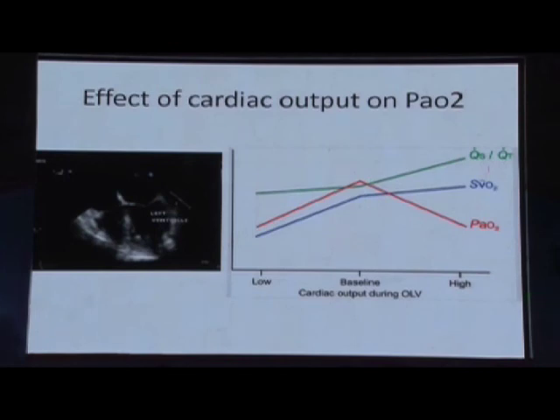Because what happens is, as I mentioned, the mixed venous oxygen saturation and the partial pressure of oxygen in mixed venous blood also act as a stimulus to the hypoxic pulmonary vasoconstriction. So you really have to be careful about how much inotropic agent you want to give. Too much is not good.